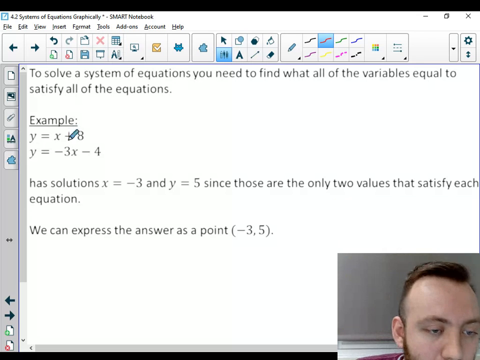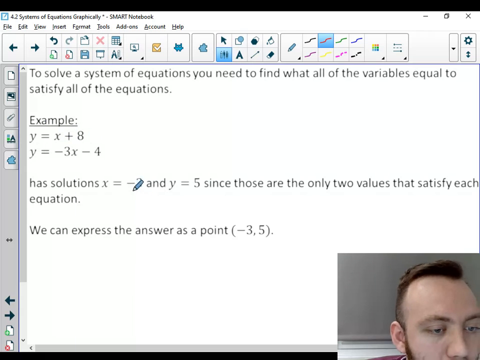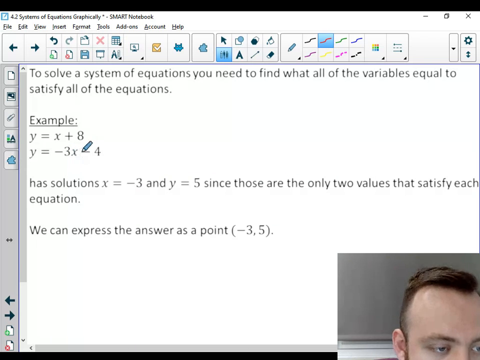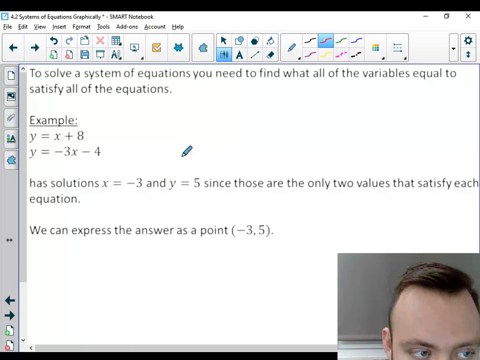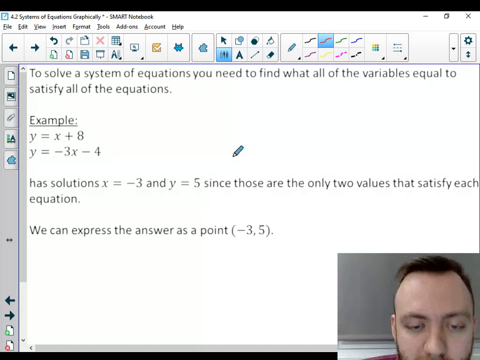They satisfy both of them, right? If we plug in x equals negative 3 and y equals 5, then we get 5 equals negative 3 plus 8. Well, negative 3 plus 8 is 5, so we get 5 equals 5. That one works out, right? And if we plug in x equals negative 3, we're going to get negative 3 times negative 3, which is positive 9, minus 4, which is positive 5, which, as we see here, if y is 5, we're going to get 5 equals 5 once again.